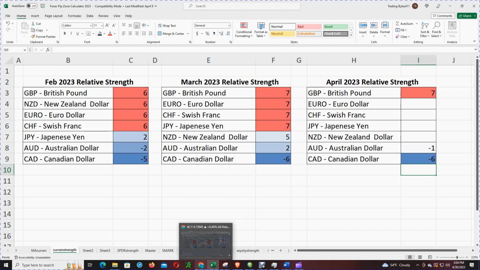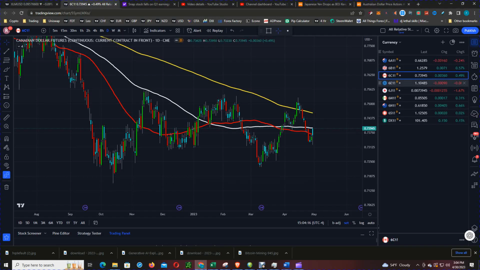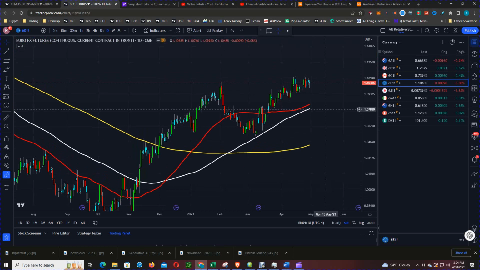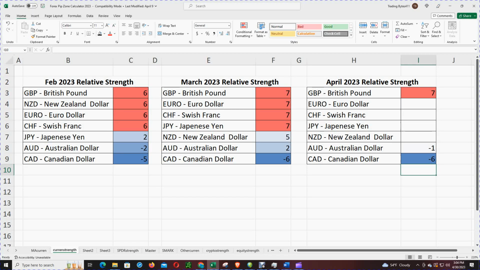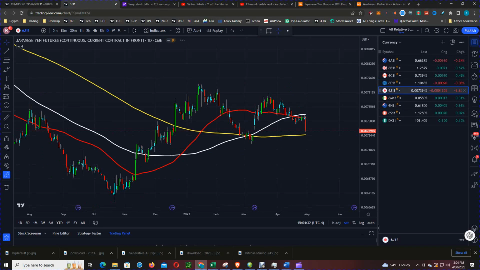All right, we'll go to the next currency. That's the euro. 50, 100, 200. Price is above all three. That's a 7. Go to the next currency, Japanese yen.